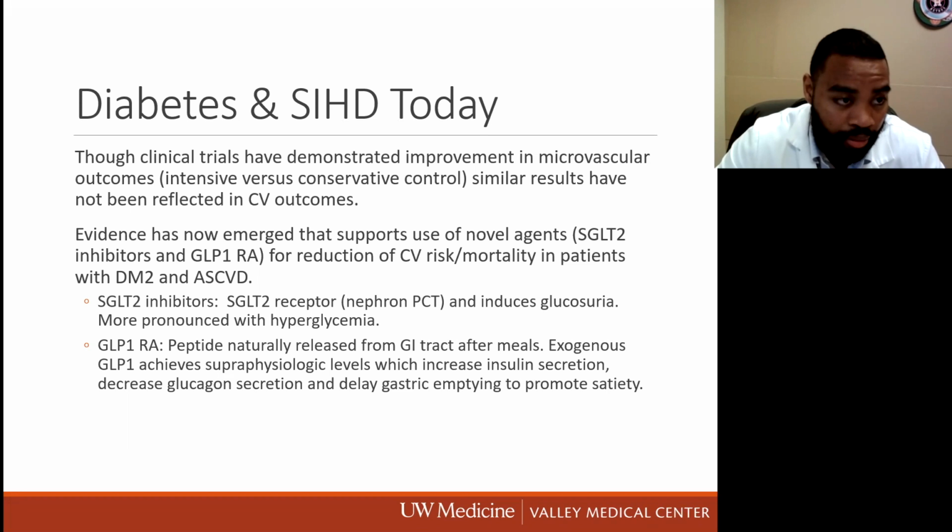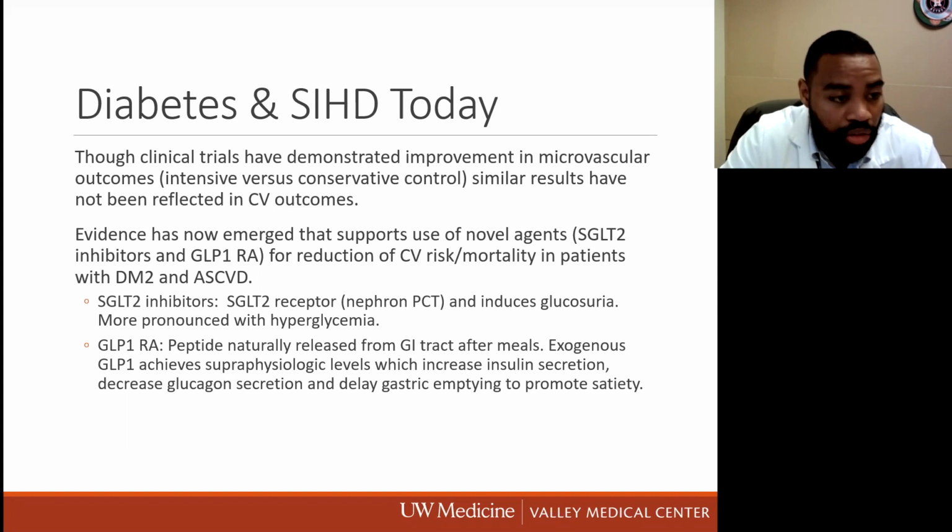the best long-term outcomes. And clinical trials have already demonstrated that improvement in microvascular outcomes with intensive versus conservative control have not been reflected in CV outcomes. But now we're starting to see that these novel agents, including the SGLT2 inhibitors and GLP-1 receptor agonists, have a CV risk and mortality benefit in patients with diabetes and concomitant CAD.